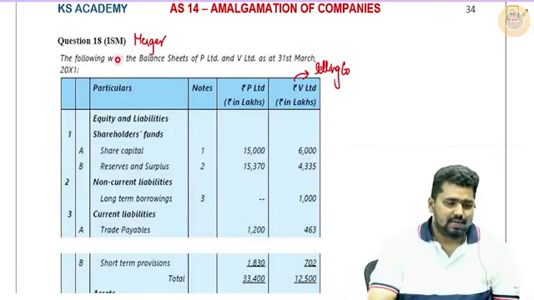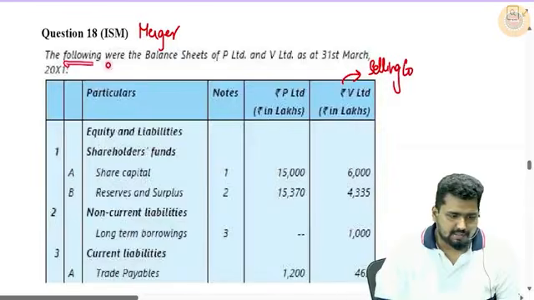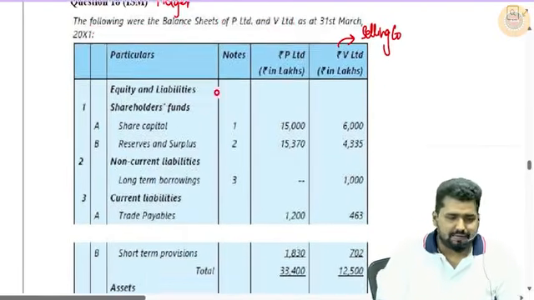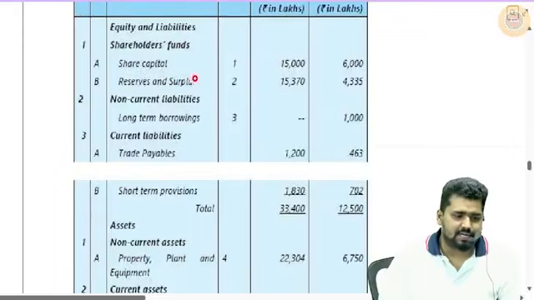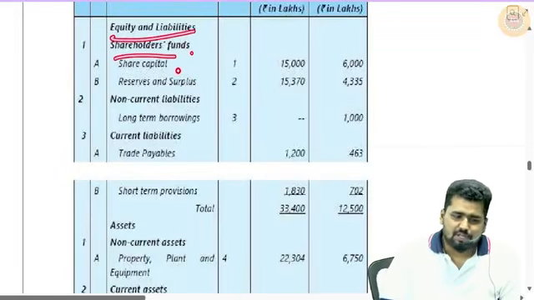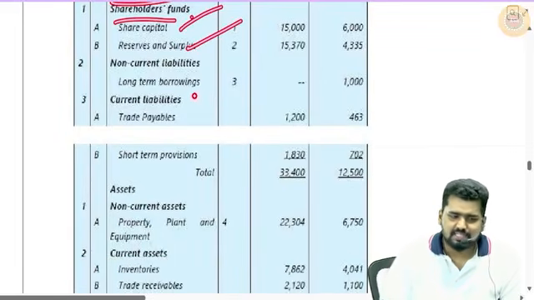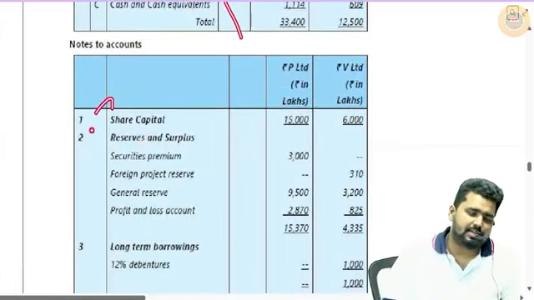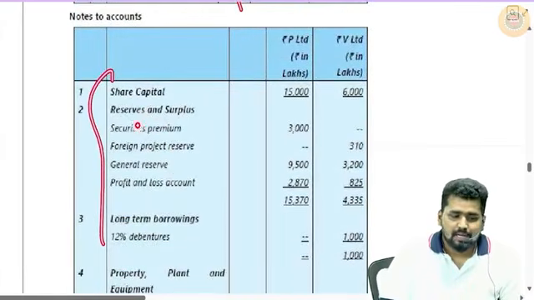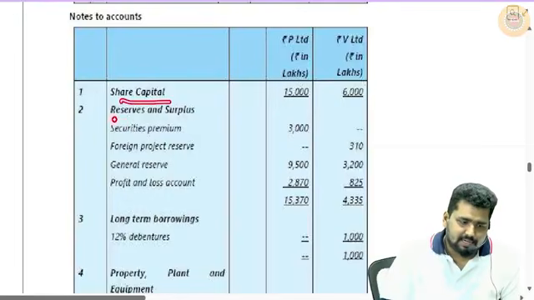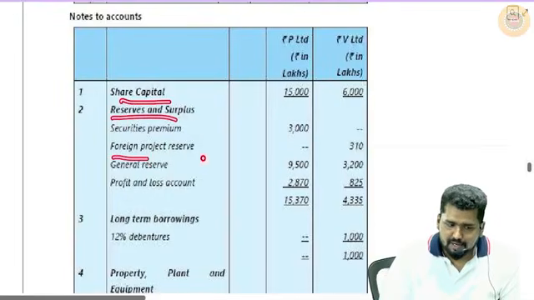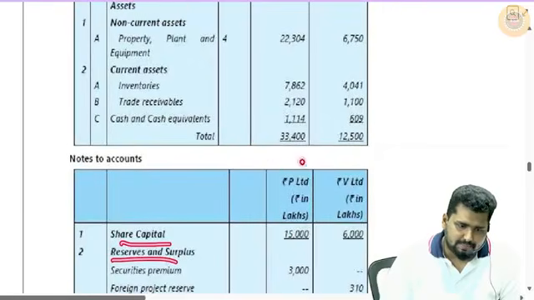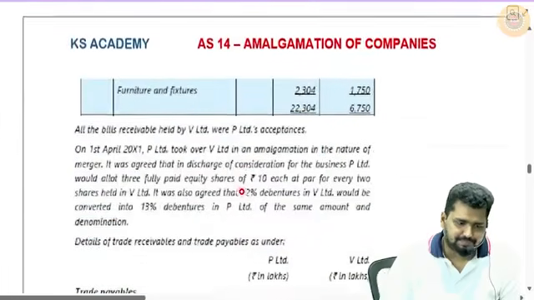Okay, listen. Let me take you to one sum: the following are the balance sheets of P Limited and V Limited. This sum is a very good sum, not complicated, easy only. Equity and liabilities, shareholders' funds, everything they have given: share capital, reserves and surplus, long-term borrowings and trade payables. The notes to accounts also they have given: share capital, reserves and surplus, foreign project reserve, general reserve. All are fine.